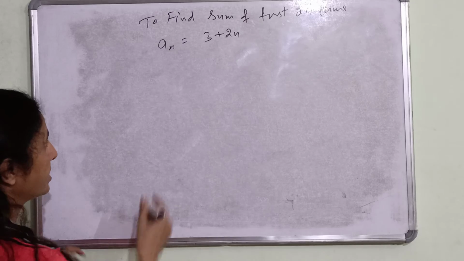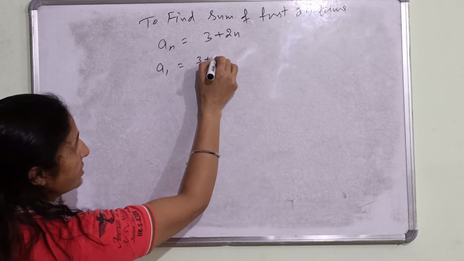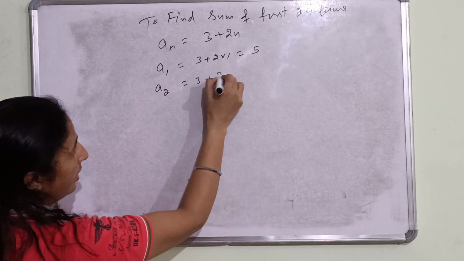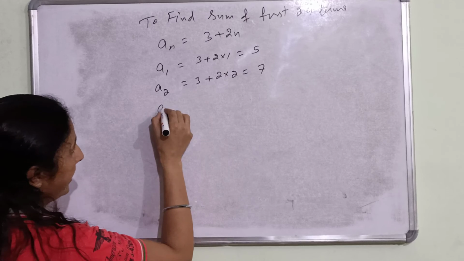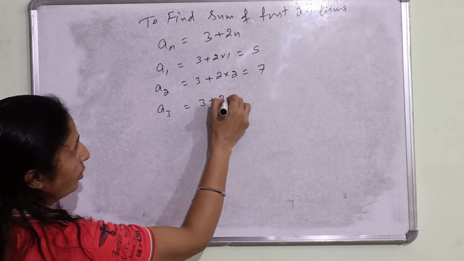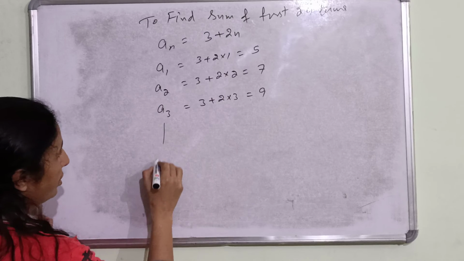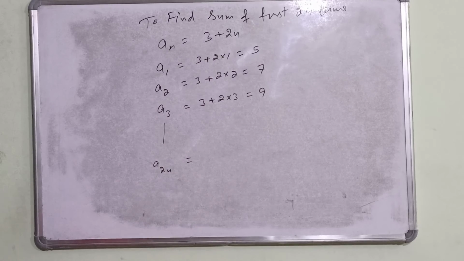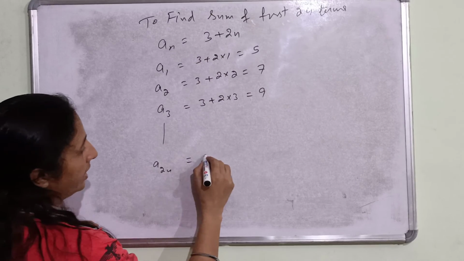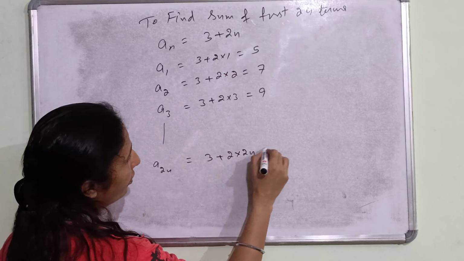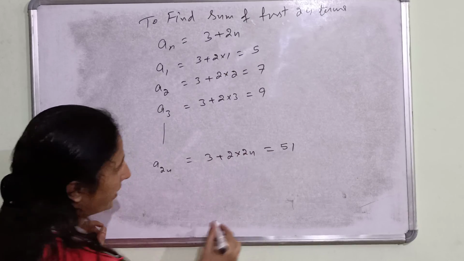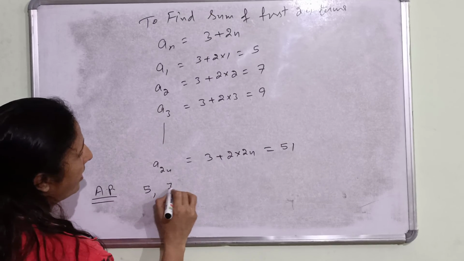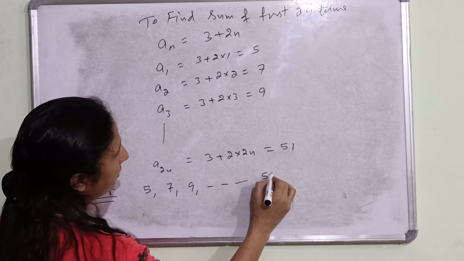So how can we find the first term? a1 is 3 plus 2 into 1, which means 5. a2 is 3 plus 2 into 2, which means 7. a3 is 3 plus 2 into 3, which is 9. And a24, because we have to find the sum of 24 terms, is 3 plus 2 into 24, which means 51. So we have the AP: 5, 7, 9, up to 51.